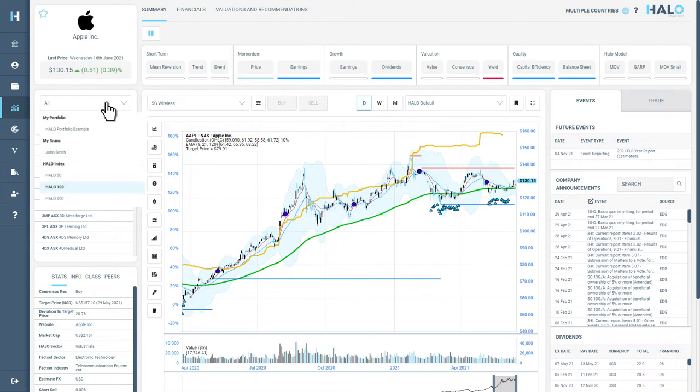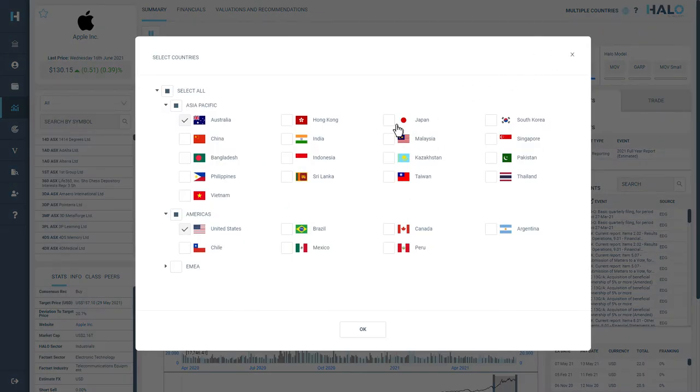These lists update daily or in real time, with companies that match their criteria and can be intersected with other lists using the Halo Pro Tools Blender. You can further narrow or expand your search by changing the number of countries in the tab at the top right-hand side of the page.